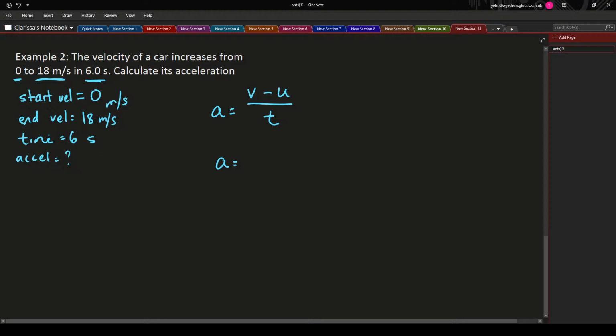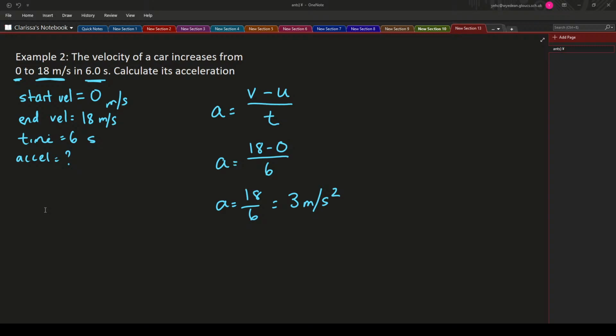A is V, 18, minus 0 over T, which is 6. A equals 18 over 6. So that is an acceleration of 3 m/s squared. So that is the final answer.